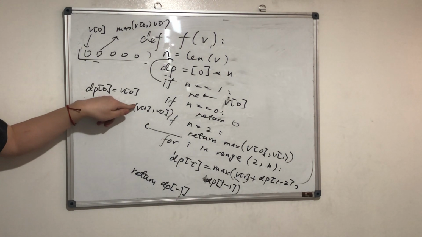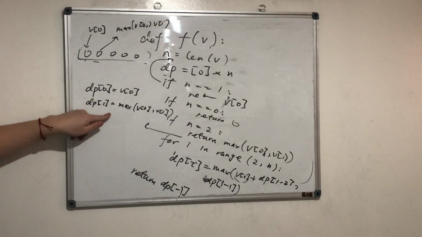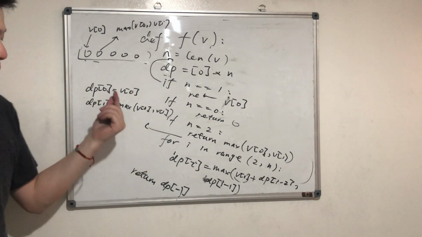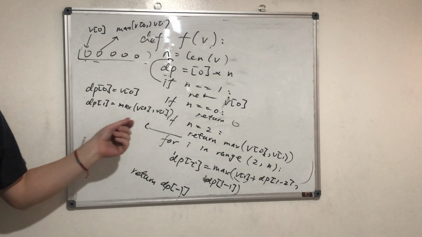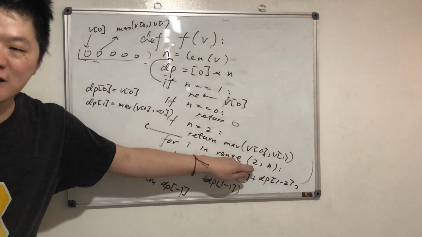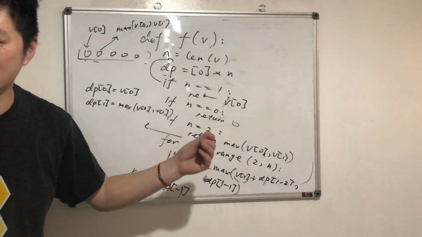dp0 equals the first house, because we can pick it. It's better we pick it; if we don't pick it, we get nothing. For dp1, for the first 2 houses, we just pick the maximum one. And then we go through the third house, because in the computer it starts from 0, so 2 is the third house.